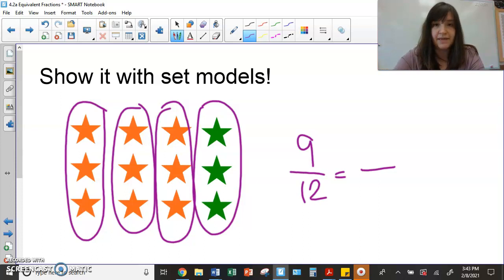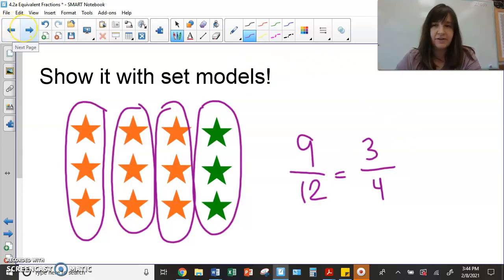3. So that means my denominator is going to be 4, okay, because there's 4 total pieces now in my circle, and 3 of those pieces have orange stars and 1 of them does not. So therefore, the fraction of groups of stars that are orange out of the total is 3/4. So 9/12 is equal to 3/4. So that's how I can show it and I can prove it.